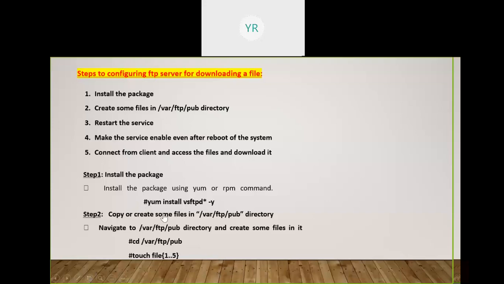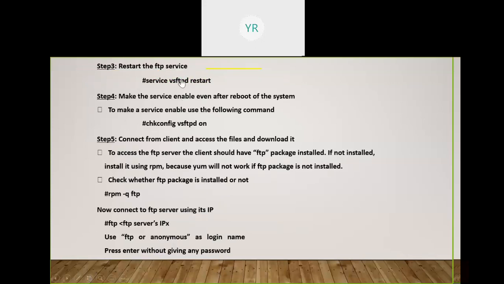I will show you. First we go to the server which you want to consider as a server, and check whether that package was installed or not. If it is not installed, install it by using the yum command or rpm command. Then create some files in /var/ftp/pub and restart that service by using the service vsftpd restart command. If it is in RHEL 7 you need to use the systemctl command. It is RHEL 6 now, so I am using the service command. After that, make the service enabled even after the reboot by using the chkconfig vsftpd on command.